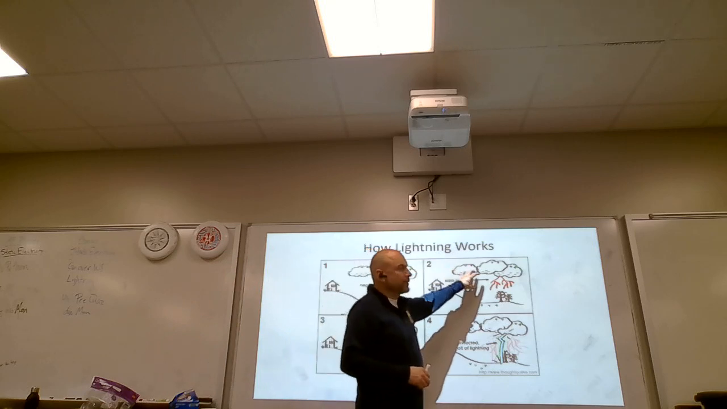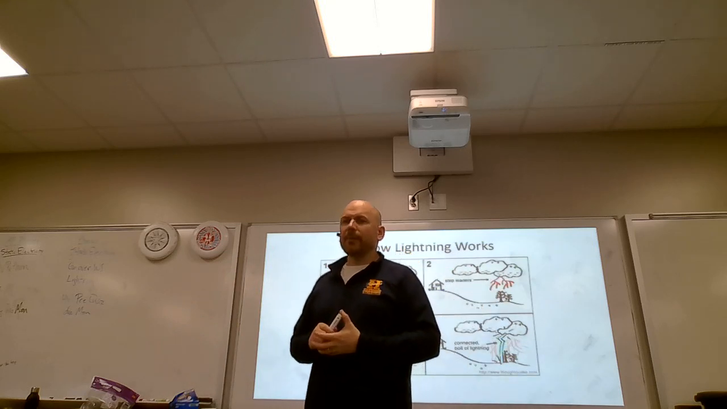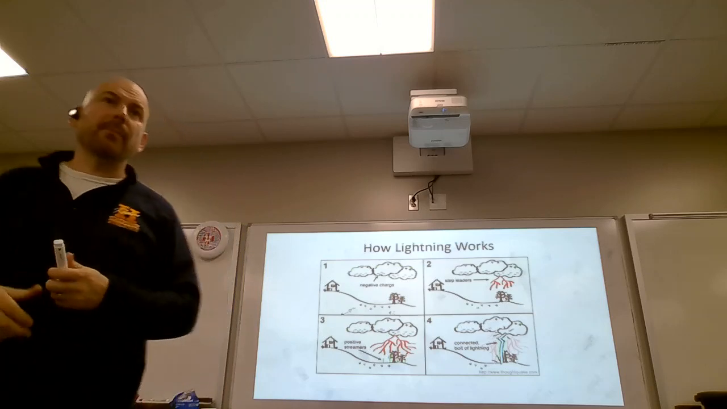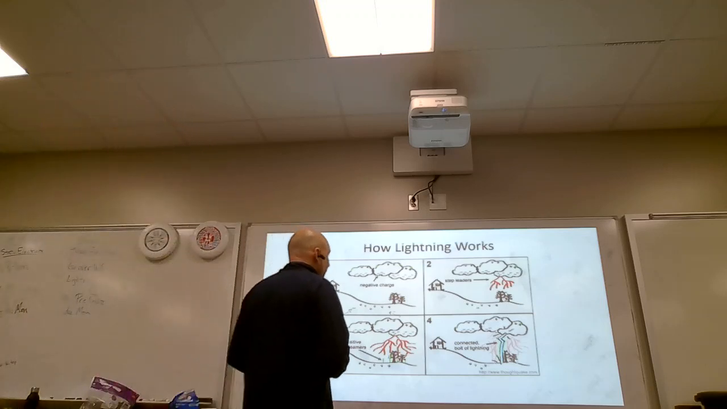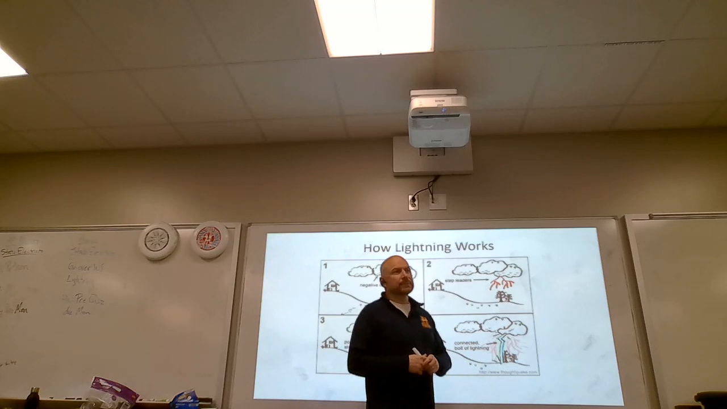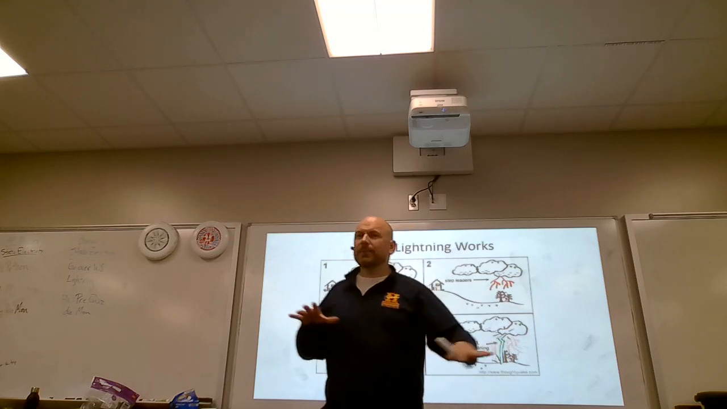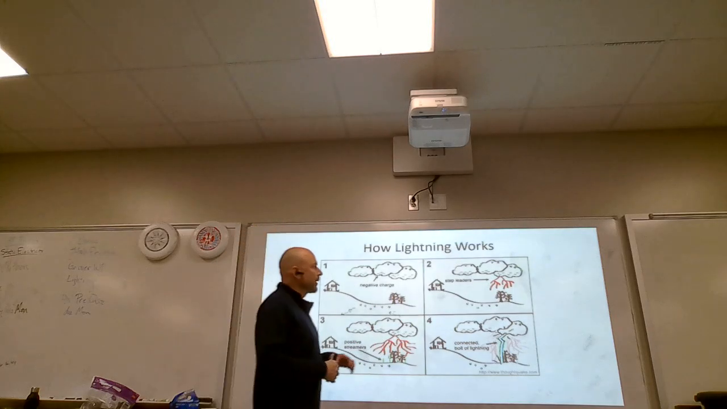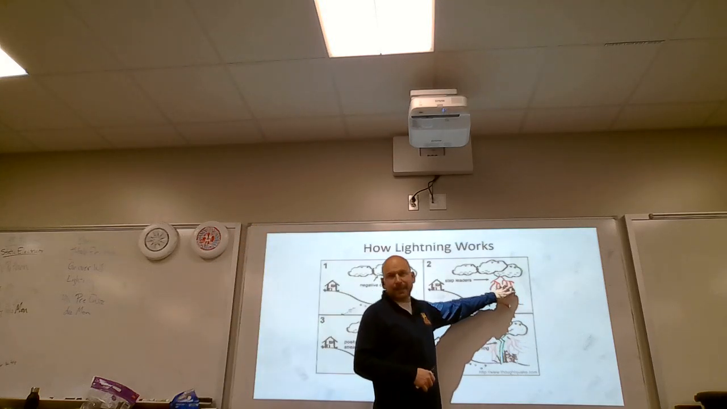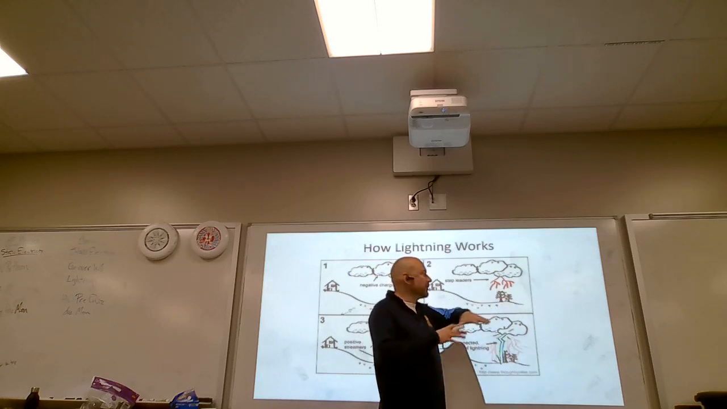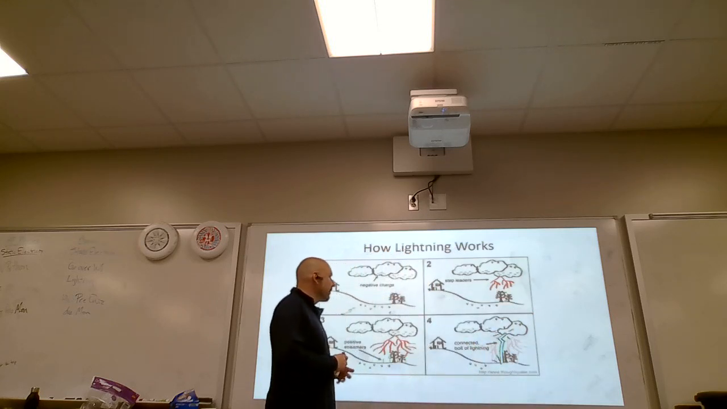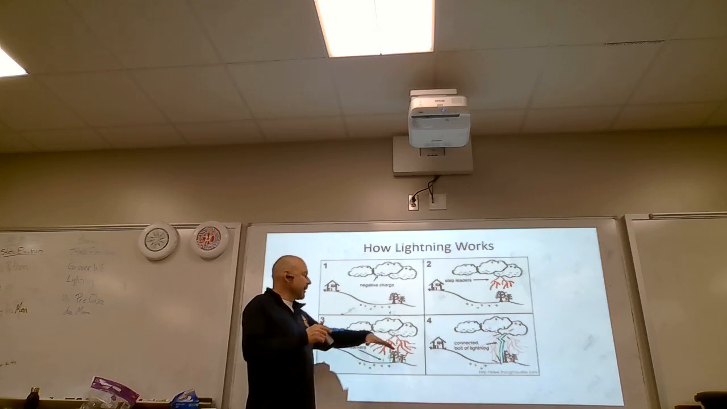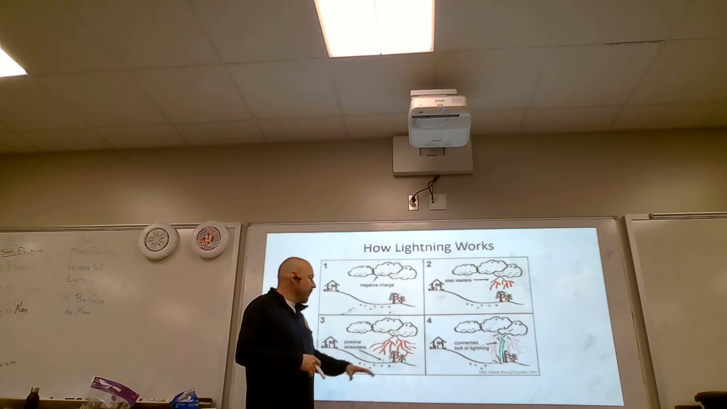These electrons in the cloud are not happy campers. They would rather be somewhere else, more positive. And so they send out scouts, search parties to go, hey, let's find better lands. These are known as step leaders. So you don't see these. This is not lightning. As these electron scouting parties go out, they're making the ground more and more positively charged.